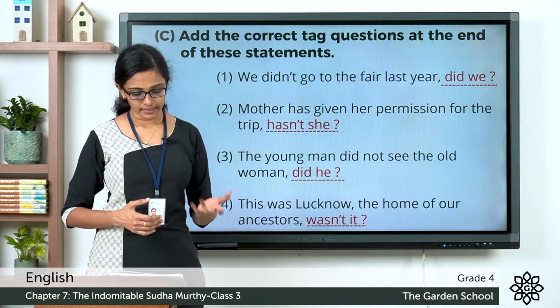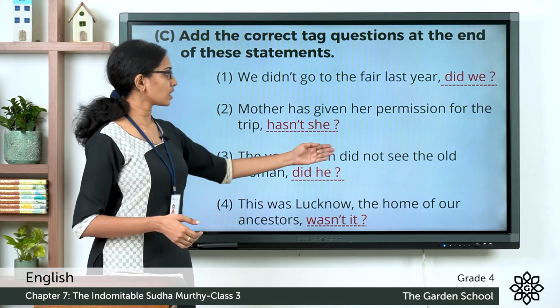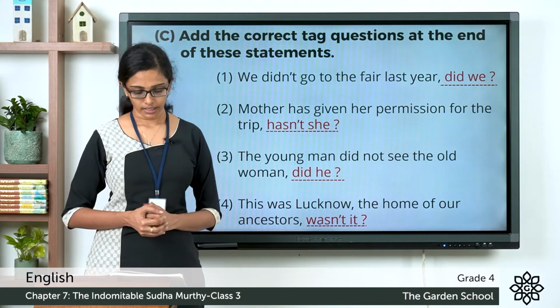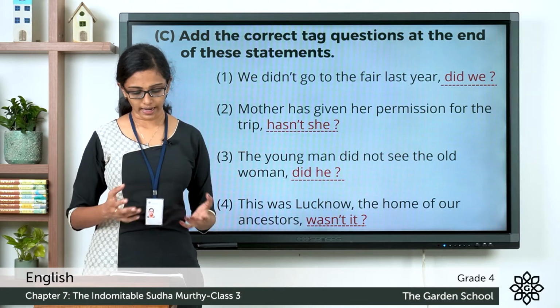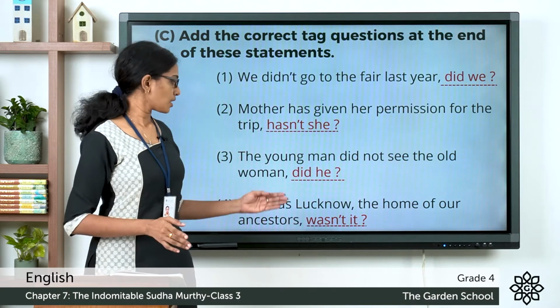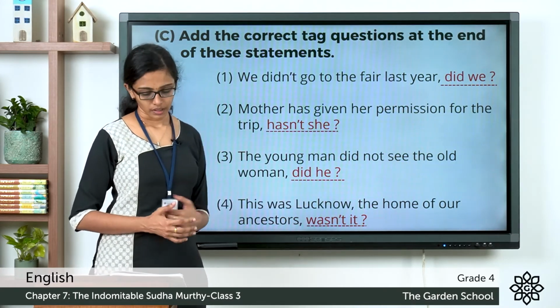Now the third one, the young man did not see the old woman. So it is did not see. So in the question tag it should be did he. Now the fourth one, this was Lucknow, the home of our ancestors. Wasn't it? In the given sentence it is was Lucknow. So the tag question should be wasn't it?